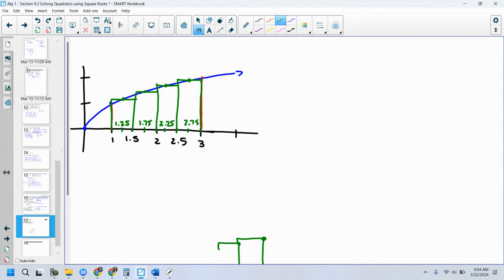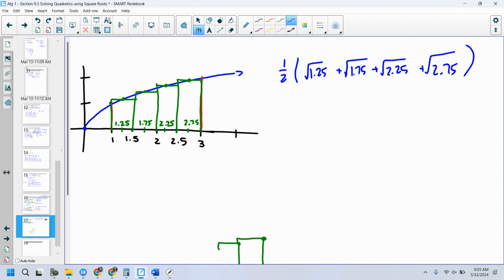So you would just be taking 1/2 times, radical 1.25 plus radical 1.75, 2.25, 2.75. That's midpoint approximation. The tricky part is just figuring out where the midpoint was, right? Figuring out what that 1.25 actually was. And then just keep adding 1.5. Add on your half unit in length that you've got. Just using those x values to plug it into the y values.